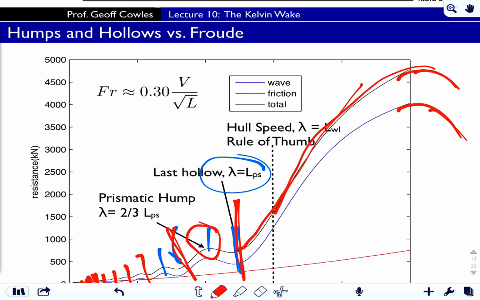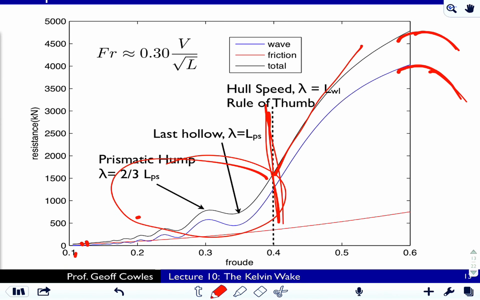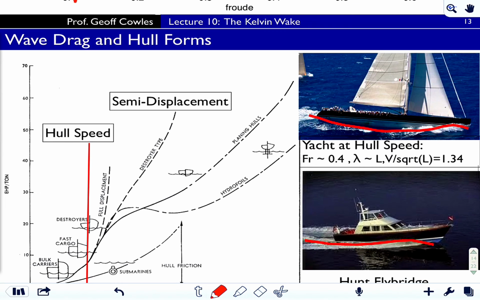And at that point, your displacement has changed and you are no longer this boat that you are evaluating. So our focus is really in this regime here, looking at these humps and hollows. And again, this is sort of the rule of thumb location, 0.4, where displacement boats are stopped.